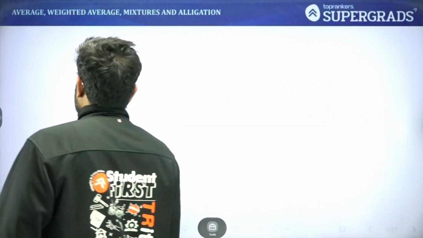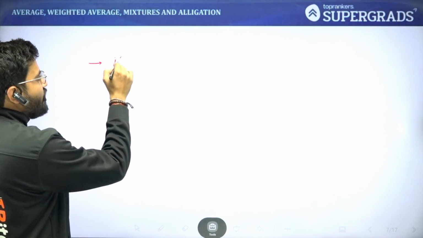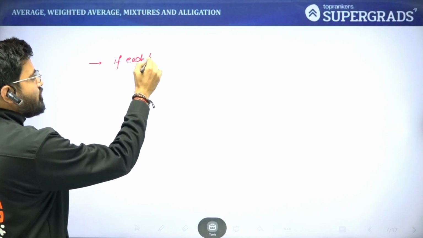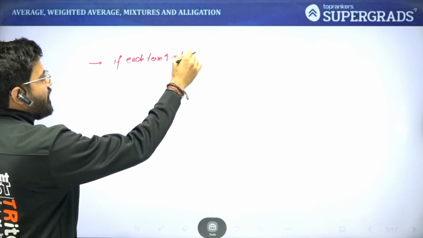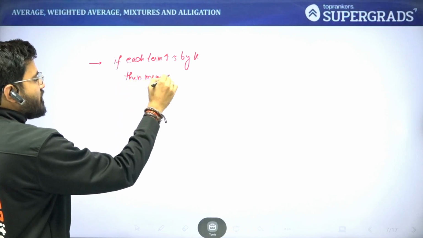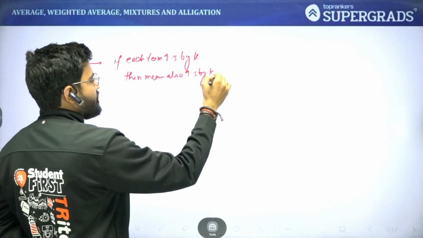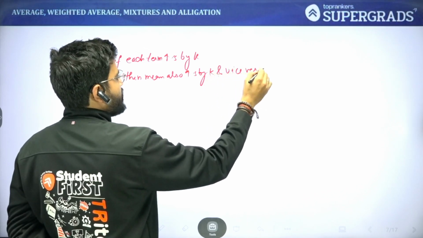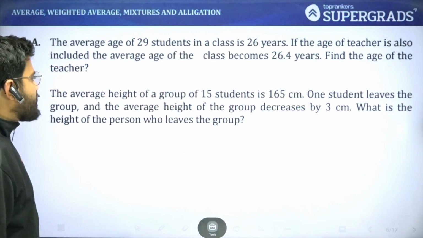Since they have given the average age, here what funda will we be applying? We will be applying: if each term increases by k, then the mean also increases by k, and vice versa. We will apply this concept here, because either you go by the formula or you can do it directly. So first, let us discuss the formula.